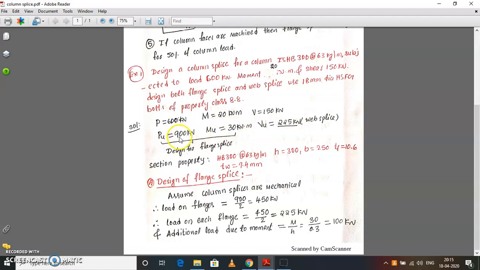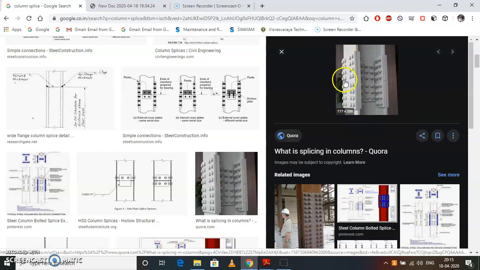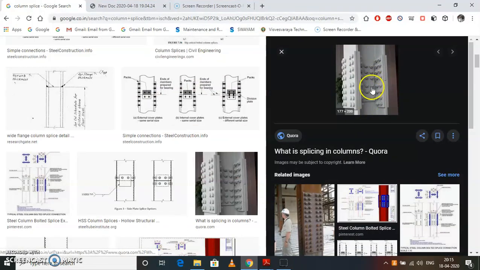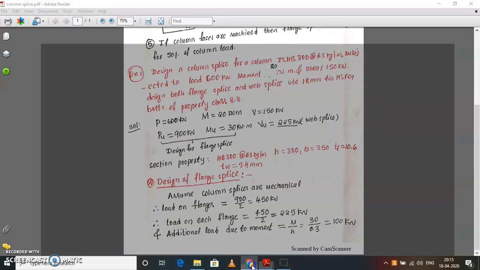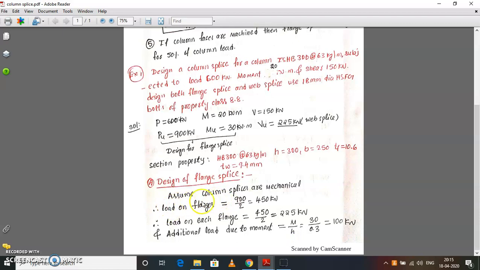As I told, the column load and moment are to be considered for the design of the flange splice, whereas the shear force is to be considered for the design of the web splice. So first is the design of the flange splice. Assume column faces are machined, finished by mechanical means, as I told. So 50% of the load is to be considered, 900 divided by 2, 450 kilonewton.